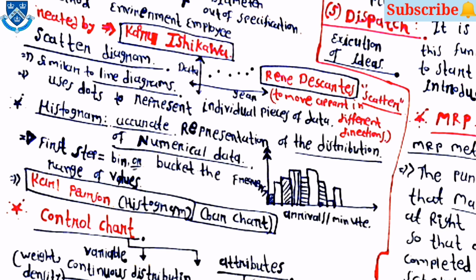Then the next diagram is the scatter diagram. It is similar to line diagrams, and uses dots to represent the individual pieces of data. This scatter diagram was first invented by René Descartes. Then the histogram is for accurate representation of the distribution of numerical data, and the first step is known as the bin or bucket. It is in the form of bars, so it is also known as a bar chart. The inventor of the diagram is Karl Pearson.